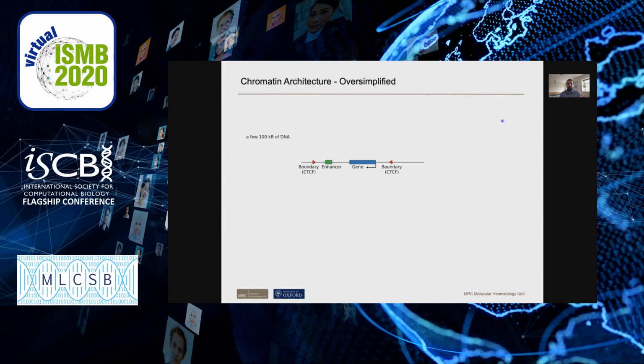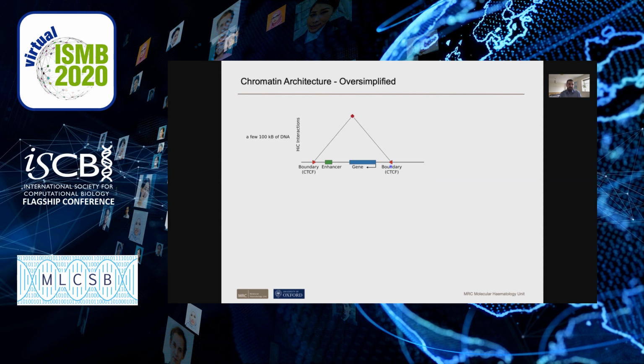When we look at the genome, we usually visualize it in a linear view on a genome browser of some sort, with our genes and enhancers, and maybe we also highlight boundary elements that are frequently occupied by CTCF proteins in a convergent orientation, which will become important in a second. Now, this obviously does not quite reflect the structure of the nucleus, in which the chromatin architecture dictates how enhancers and promoters are interacting with each other.